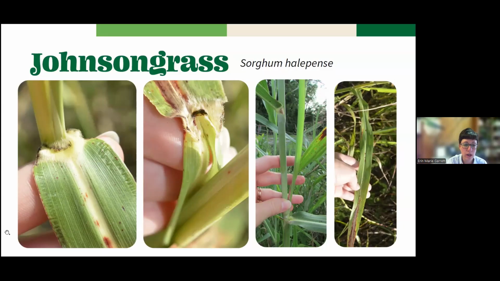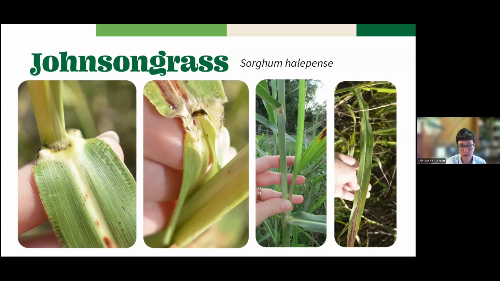Okay, so let's look at this one. A few things to look at in these pictures. Number one on this one is going to be that hairy, velvety ligule. I will say Johnson grass is one of those grasses where I find it really tough to pull that leaf blade back from the stem. It's hard to get these pictures where it's intact. It kind of holds really tightly.